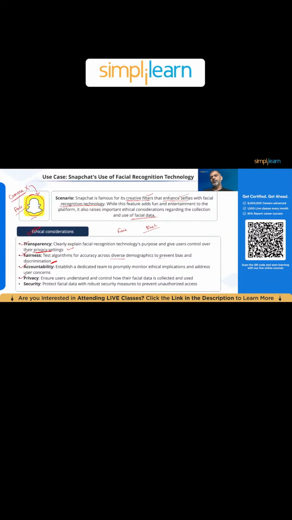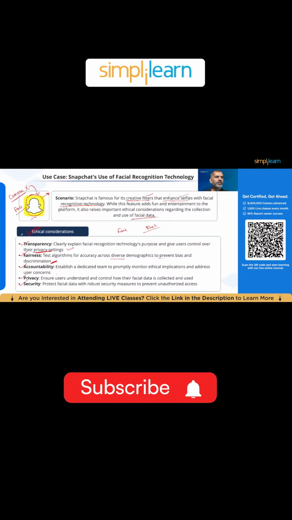So maybe down the line, because Snapchat is going to have the data of millions of faces, it can be used to train other models. That should be very clearly defined to the end user. And finally, talking about security, Snapchat has to protect facial data with robust security measures to prevent unauthorized access. It should not be that the data can be stolen by a third party or misused by someone else.